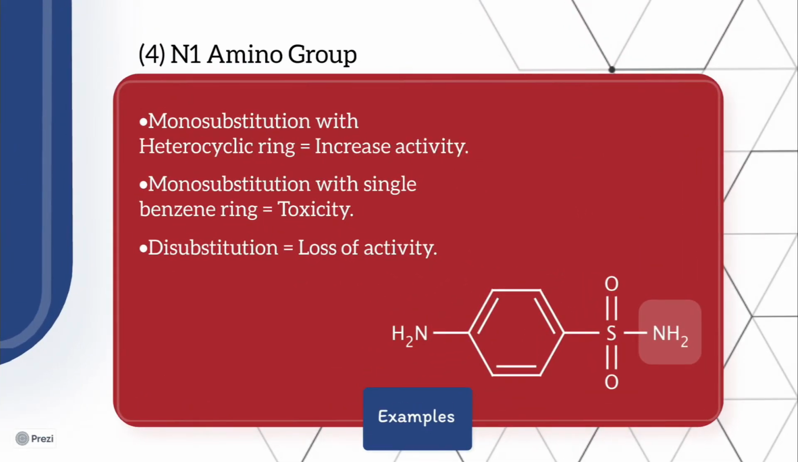This is one of the very important groups, which can be modified to produce different types of sulfonamides. This nitrogen should be primary or secondary. When the N1 amino group is monosubstituted, this can increase its activity when the substituent is a heterocyclic ring, which results in highly potent drugs. Sulfonamides that contain a single benzene ring at the N1 position are toxic. When the N1 amino group is di-substituted, this results in loss of activity.